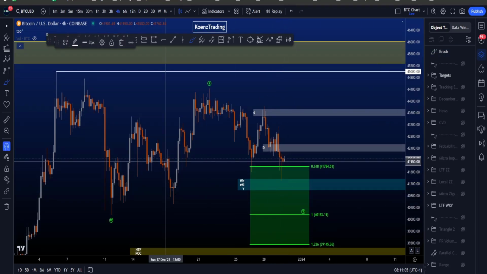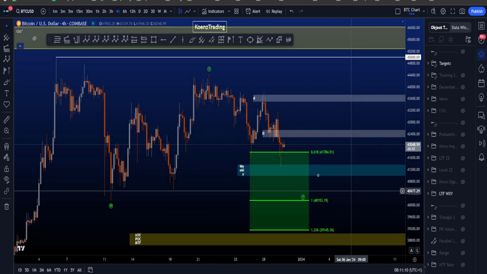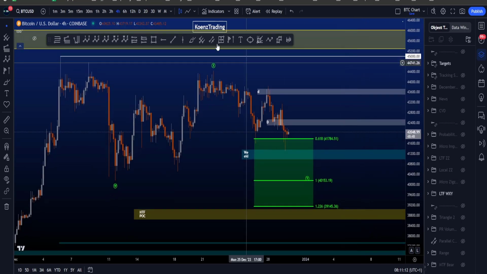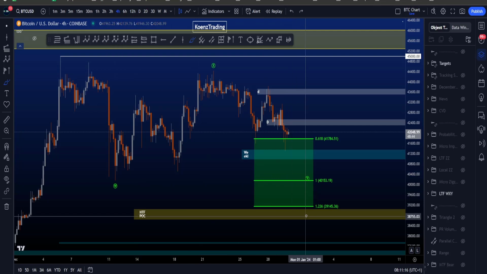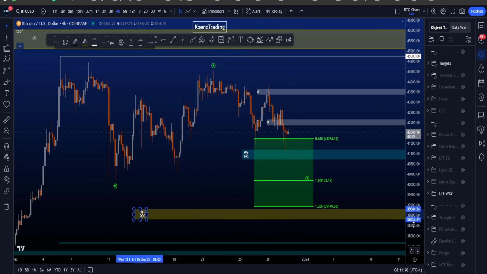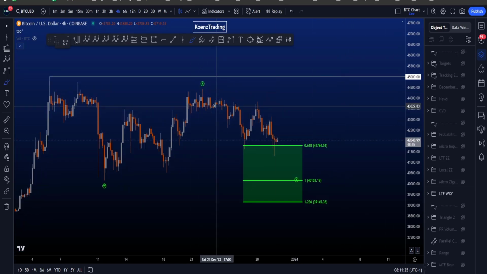Currently, the blue box over here has been tested for the first time between 41k and 41.4k, giving us a nice reaction. If price would lose this box, however, I'm looking for the double bottom we have here, and then the yellow box, with the yellow box sitting between 38.6k and 39k. Now in this scenario, we are then looking for a zigzag to the downside.